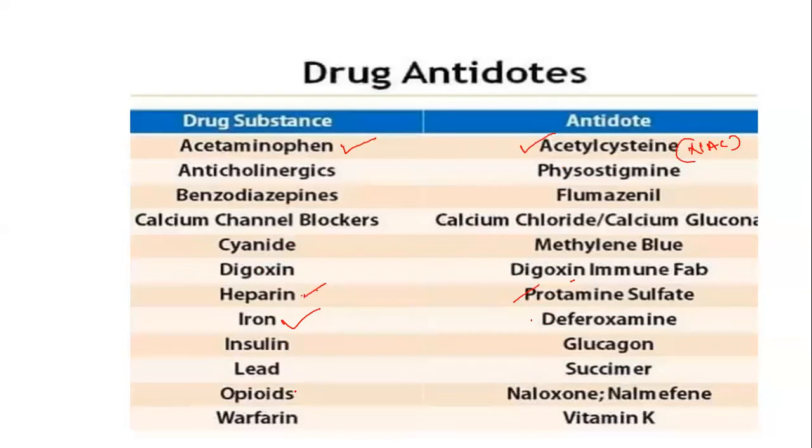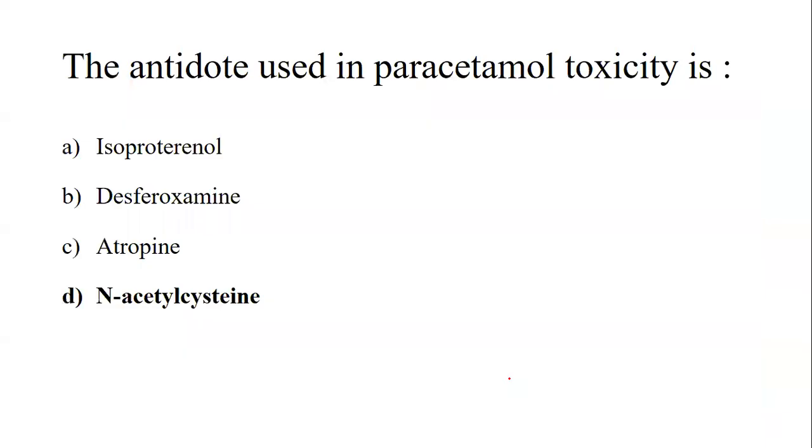If the patient has a high intake of opioids like morphine, naloxone will be the antidote. For warfarin, the antidote will be vitamin K. So these are commonly asked questions regarding antidotes. Our question was the antidote used in paracetamol toxicity, that is N-acetylcysteine. Atropine can be used in case of organophosphorus poisoning.